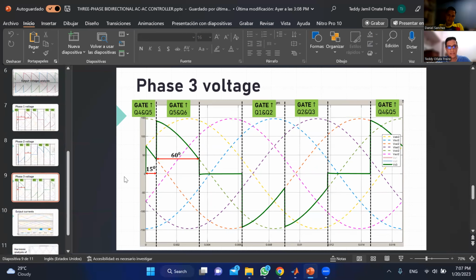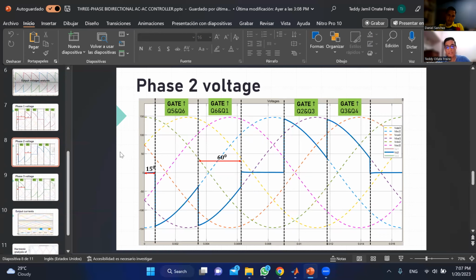If we analyze the phase 2 voltage, it is similar to the phase 1 voltage, with the difference that it has an offset with respect to phase 1. So it's the same sequence: two negative peaks, then off, and then two positive peaks. It's interesting that the voltage we can see at the load is never the neutral line voltage. It's always going to be the line-to-line voltage.